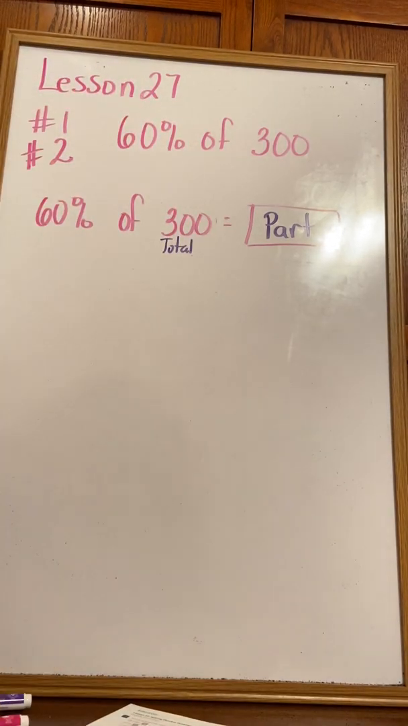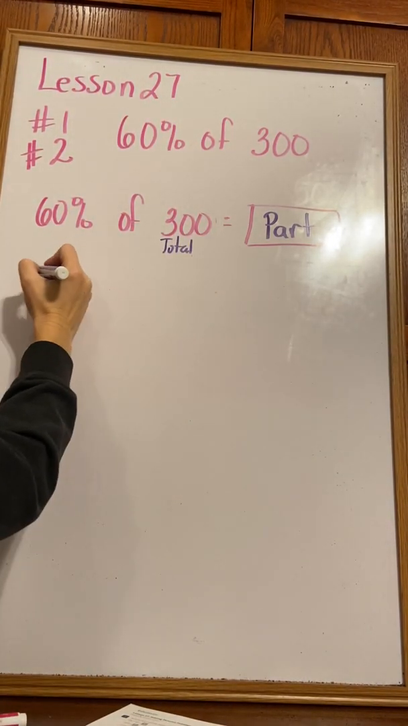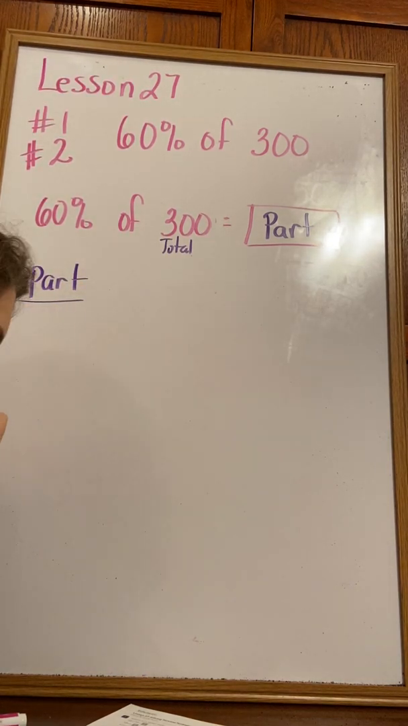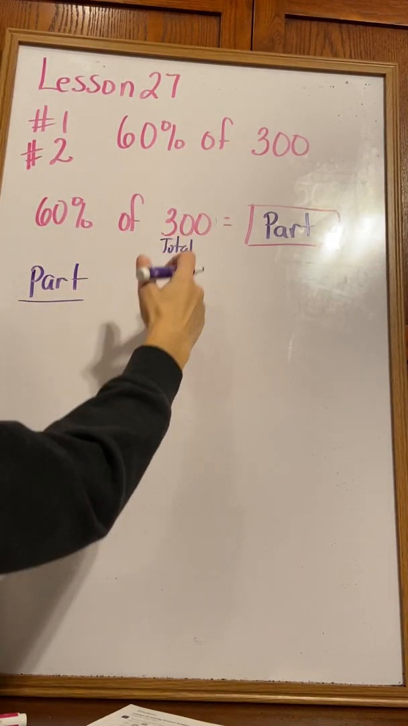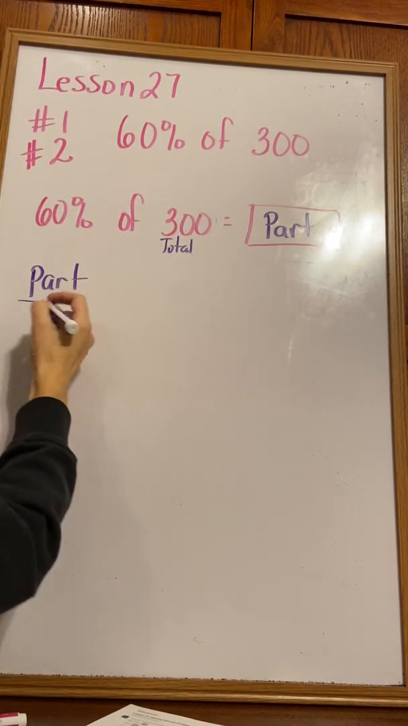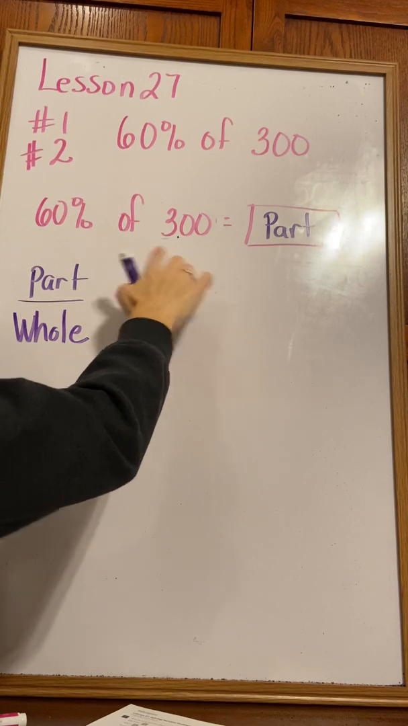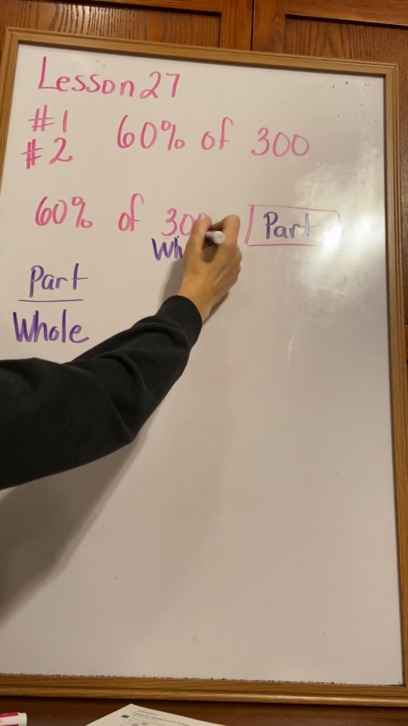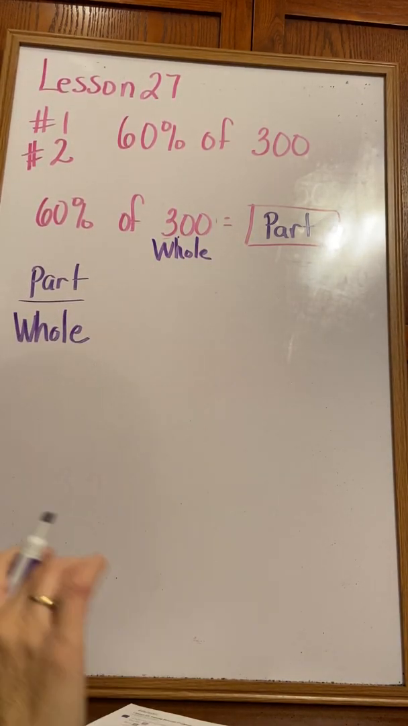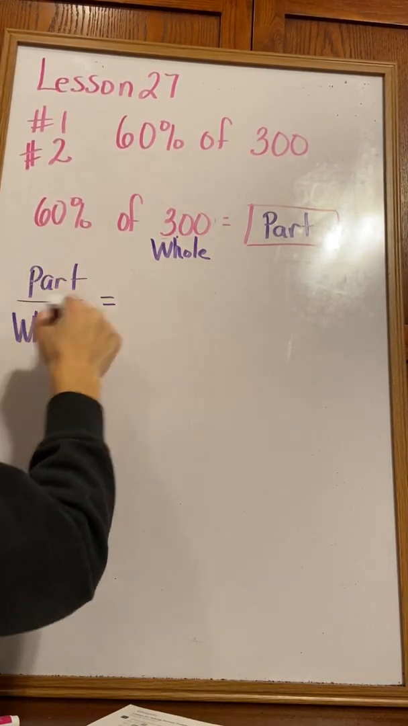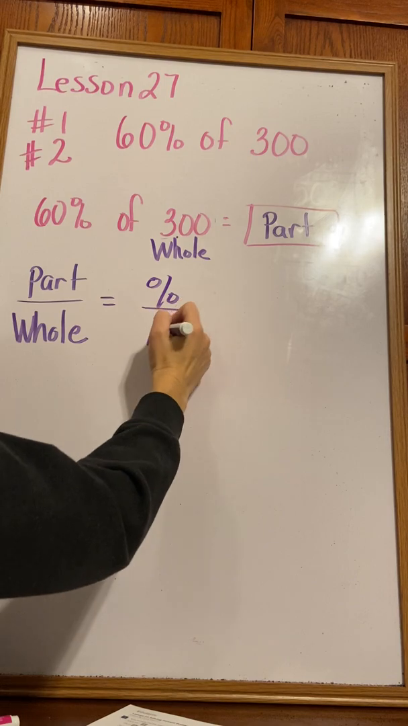All right, so we have the formula. Part over whole. You know what? I put total there. That should have been whole. I'm sorry. Just fix that. This should be whole. Whole and total kind of mean the same thing. I kind of use them back and forth interchangeably. Part over whole equals percent over 100.